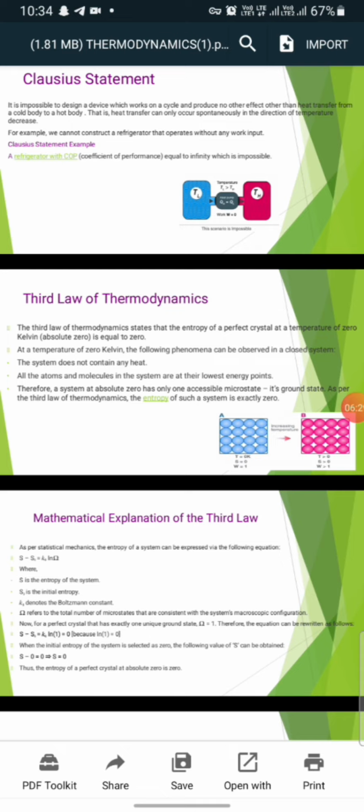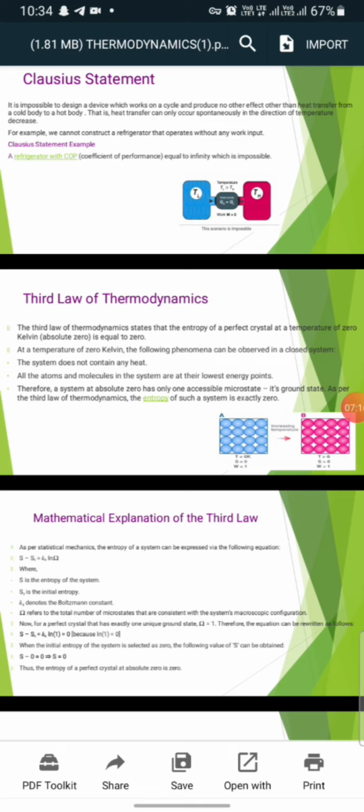Mathematical explanation of the third law. As per statistical mechanics, the entropy of a system can be expressed via the following equation: S minus S naught equal to k_B ln Ω, where S is the entropy of the system, S naught is the initial entropy, k_B denotes the Boltzmann constant, and Ω refers to the total number of microstates that are consistent with the system's macroscopic configuration. Now, for a perfect crystal that has exactly one unique ground state, Ω equal to 1. Therefore, the equation can be rewritten as follows: S minus S naught equal to k_B ln of 1 equal to 0, because ln of 1 equal to 0.